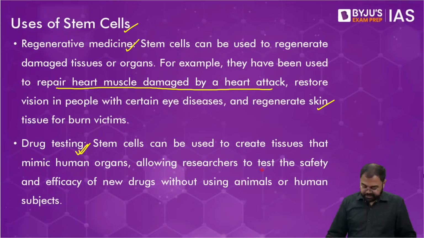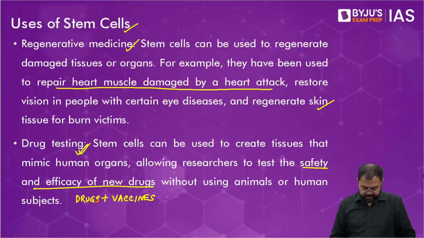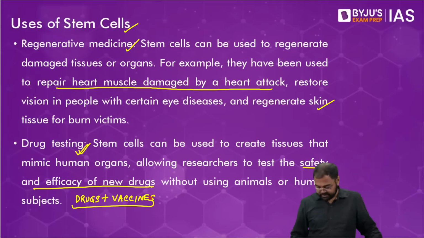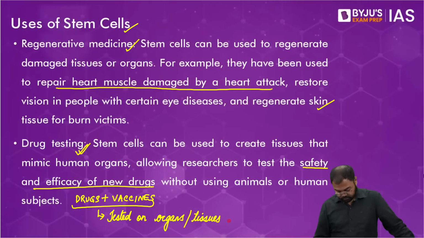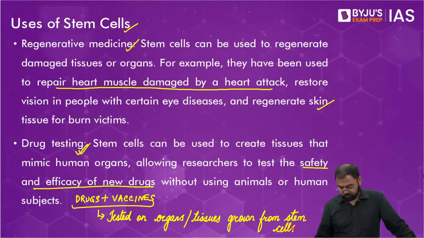So that's why, for the safety and efficacy of new drugs and also vaccines, we can make use of stem cells. So basically they are tested on organs or tissues grown from stem cells. All right. So that is basically what we'll try to do here.